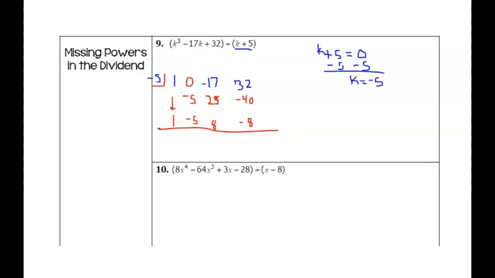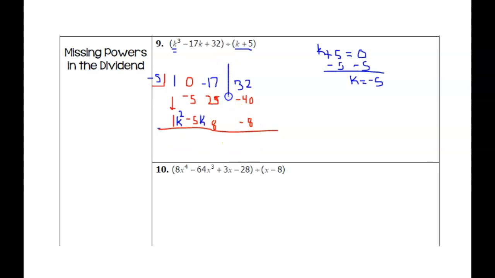Now I need to drop in my variables, and I start with a degree less than what I started with initially. My highest degree was 3, so I'm going to drop in variables a degree less. So this first coefficient will have a k squared. The next coefficient will have a k. And then the last coefficient is just what it is, right? Because we don't have a k to the 0 power.